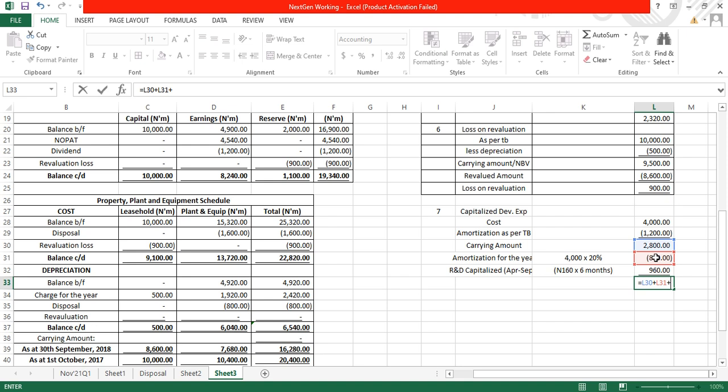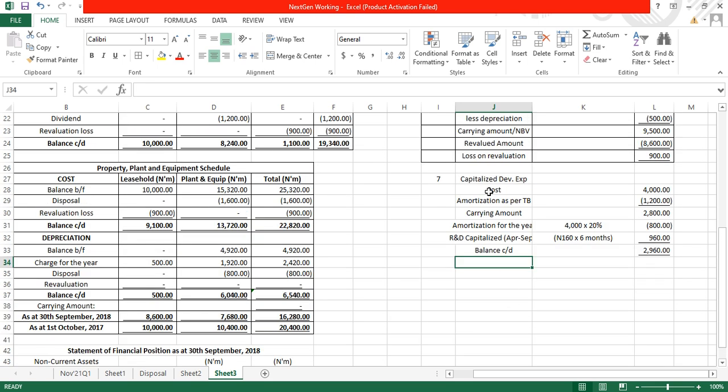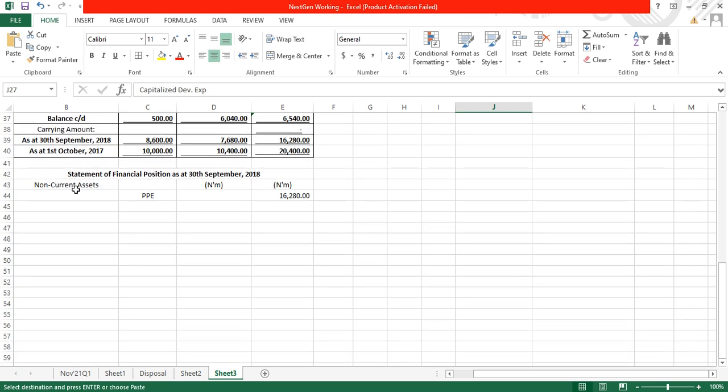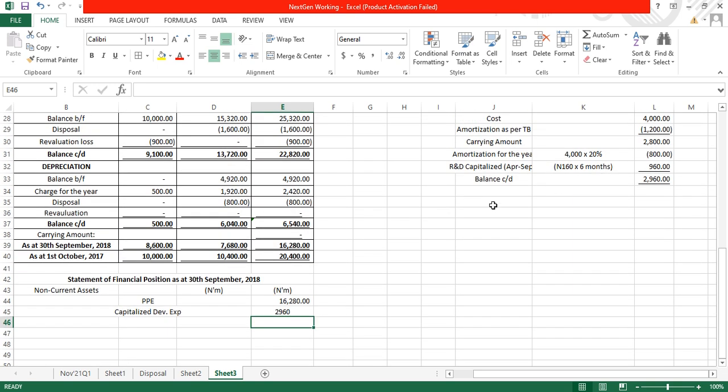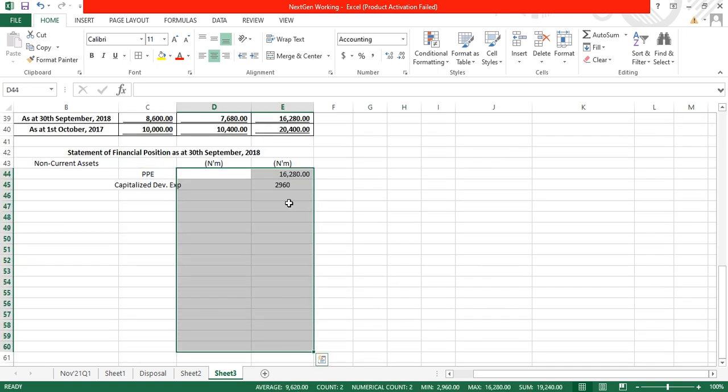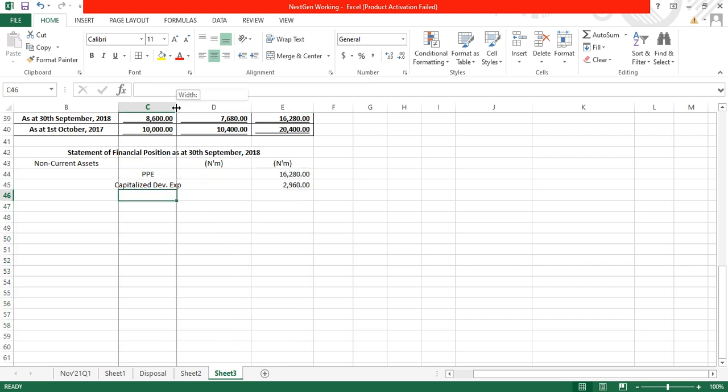So we have this plus this plus this, and that gives us 2,960,000. This is our balance carried down. So my capitalized development expenditure is 2,960,000. Any question from anyone, please? Shall we proceed? We have less than 20 minutes to complete this class.